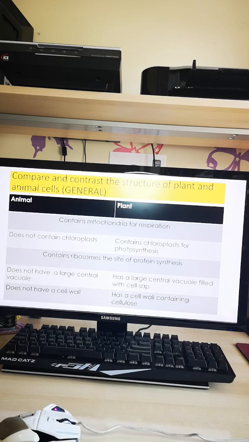But then we've got two differences at the end. Animal cells do not contain large central vacuoles, whereas plant cells do. And animals do not have a cell wall, whereas plant cells do, and it contains cellulose.